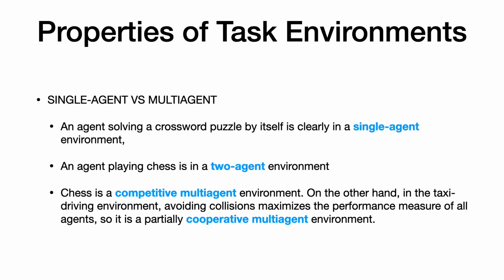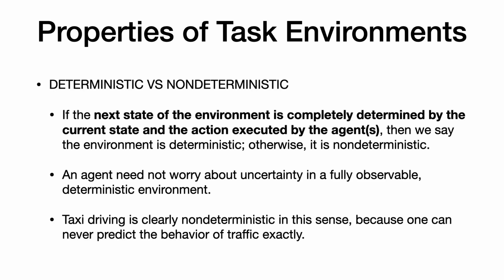So next, the taxi driver case from the previous example. The taxi driver is clearly non-deterministic, because one can never predict the behavior of the traffic exactly. So even though I have the current state and the action which I have taken, I cannot predict the future because there are many random, uncertain things. So that's a non-deterministic example.